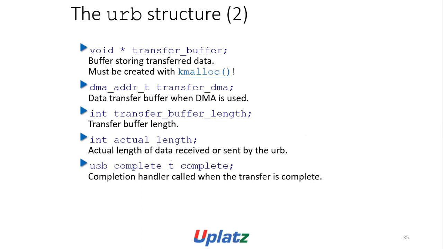void *transfer_buffer: buffer storing transfer data, must be created with kmalloc. dma_addr_t transfer_dma: DMA address used for data transfer when DMA is used. int transfer_buffer_length: transfer buffer length. int actual_length: actual length of the data received or sent by the URB. usb_complete_t complete: completion handler, called when the transfer is complete.